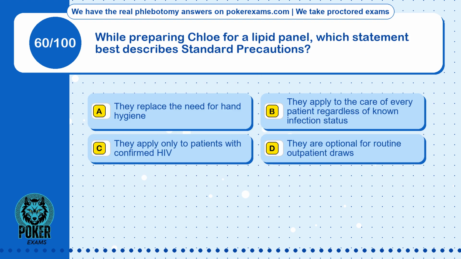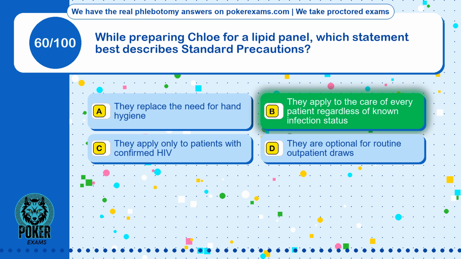Question 60. While preparing Chloe for a lipid panel, which statement best describes standard precautions? Option A. They replace the need for hand hygiene. Option B. They apply to the care of every patient regardless of known infection status. Option C. They apply only to patients with confirmed HIV. Option D. They are optional for routine outpatient draws.